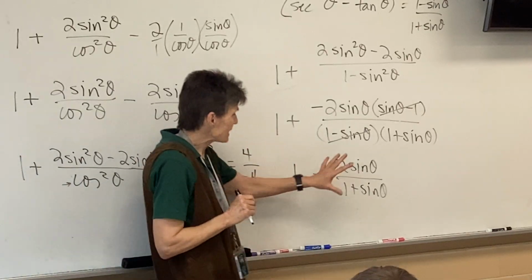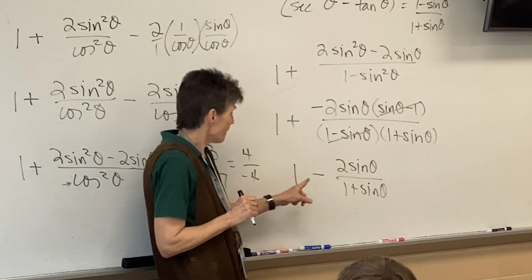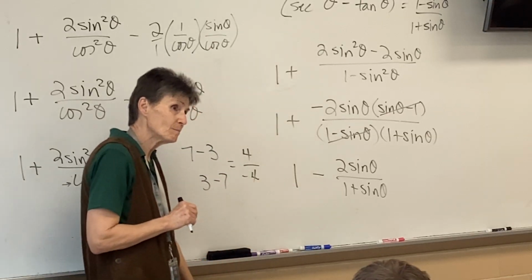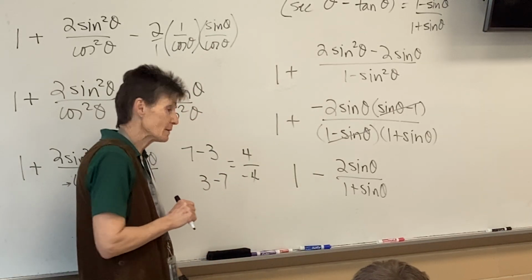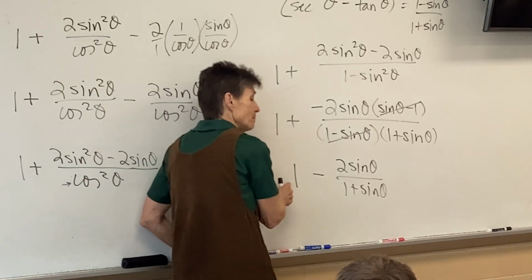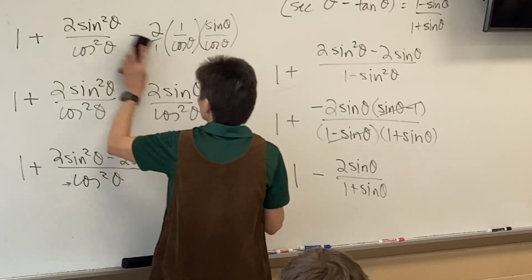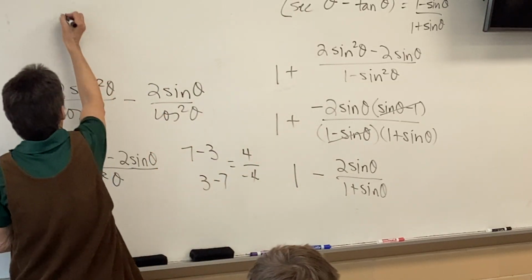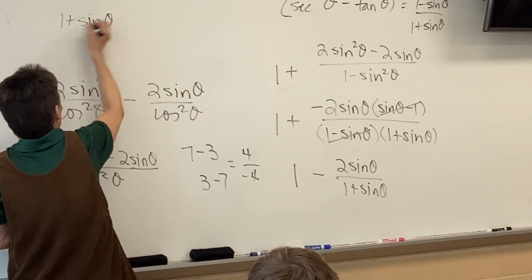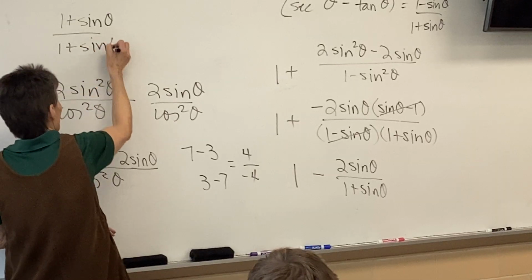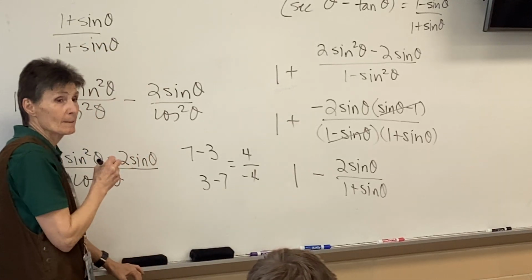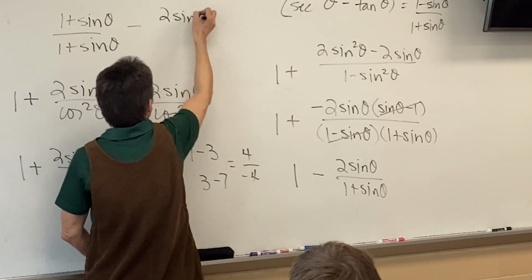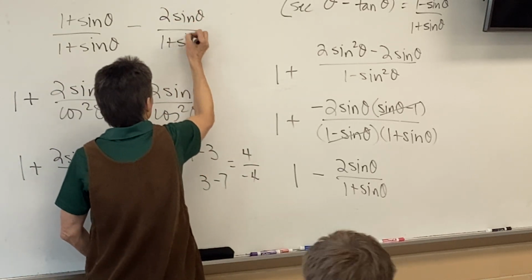Well, there really isn't anything else I can do with this, but I do have a subtraction here. Could I get a common denominator? What would that 1 be if I got a common denominator? It would be 1 plus sine over 1 plus sine. Isn't that how I would write 1? And then it is minus 2 sine over 1 plus sine.